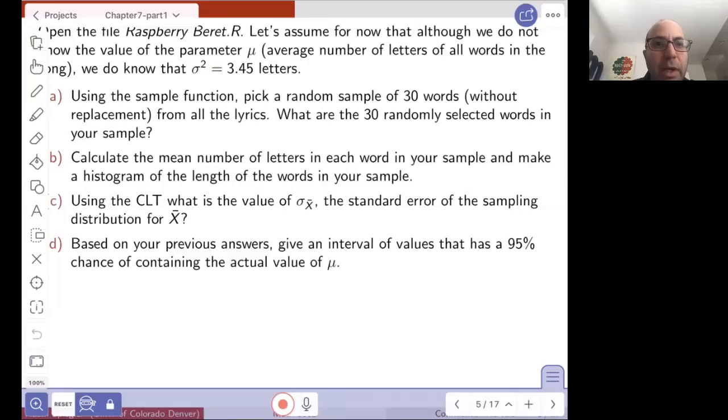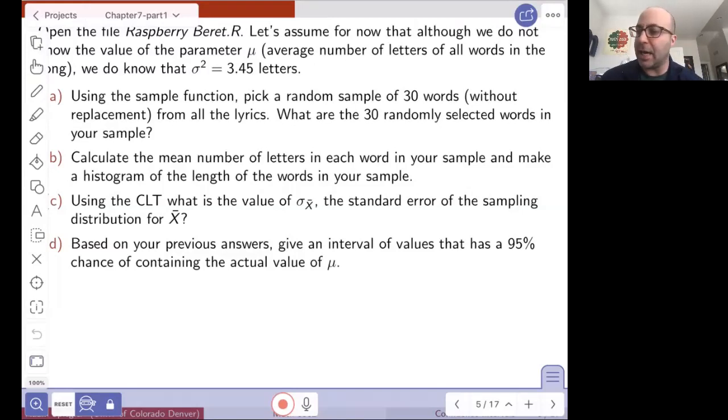Okay, so we worked with this example with Raspberry Beret where I picked out my own sample of 30 words, and we talked about how that could introduce some bias, because when I, as a human, pick out my 30 words, I tend to pick out larger words that maybe are more meaningful to me, and I don't pick out words like I and the and that were small and not very significant. But they make up a good chunk of the song, actually.